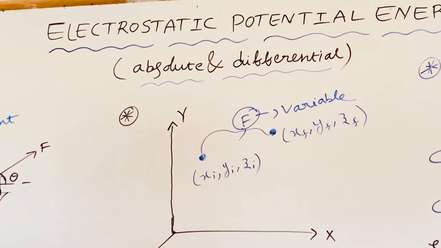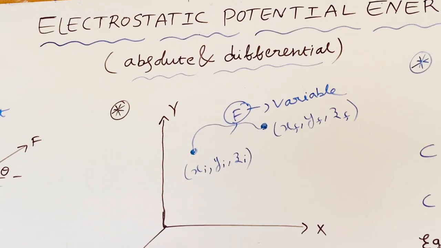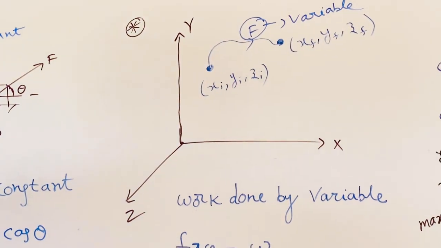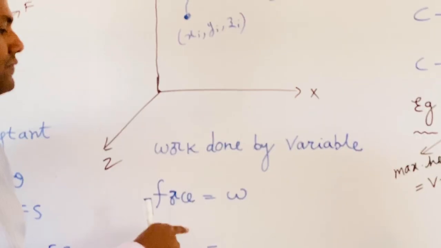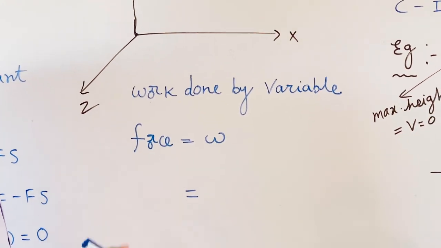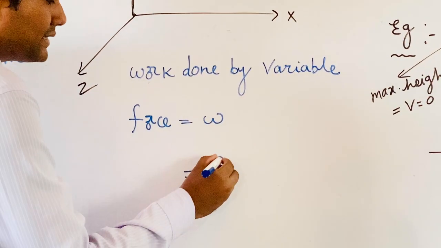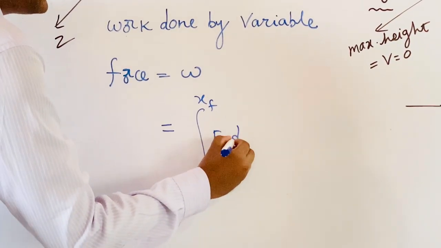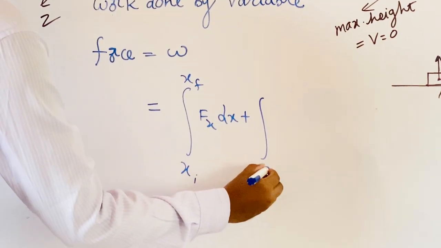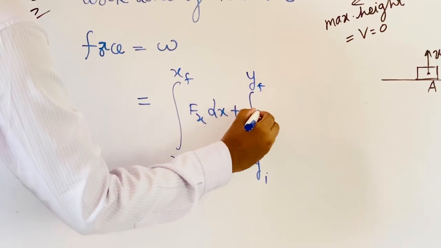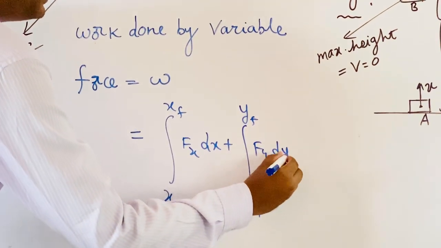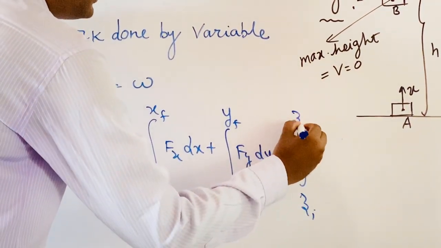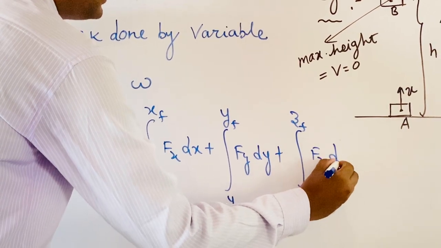So under the action of this variable force, whenever the position changes, at that time also we have some work done. How can we define the work done? So recall, this work done by the variable force, generally we can calculate with the help of integration. The expression says integral xi to xf Fx dx plus integral yi to yf Fy dy plus integral zi to zf Fz dz.